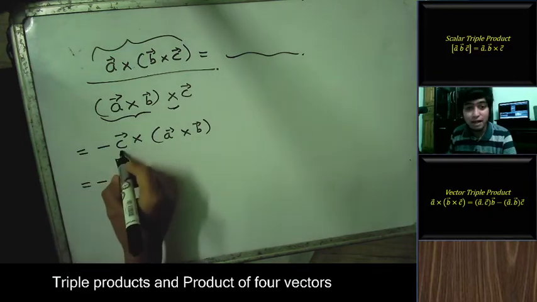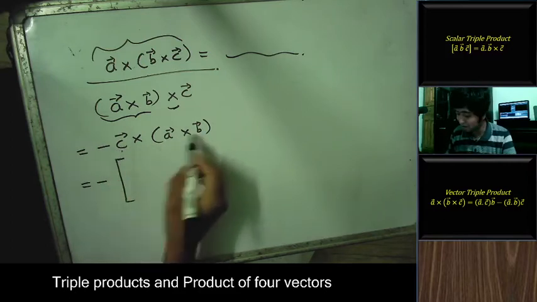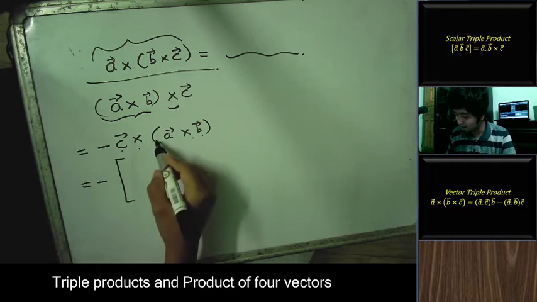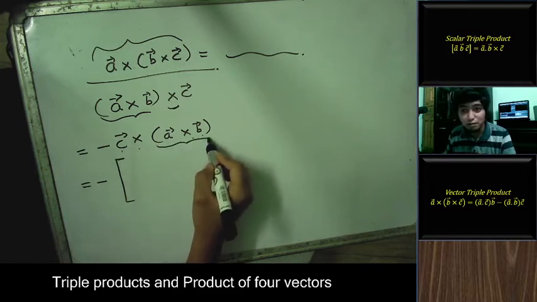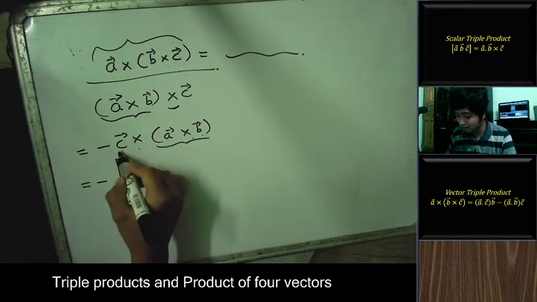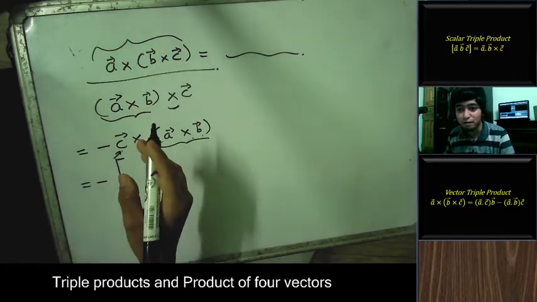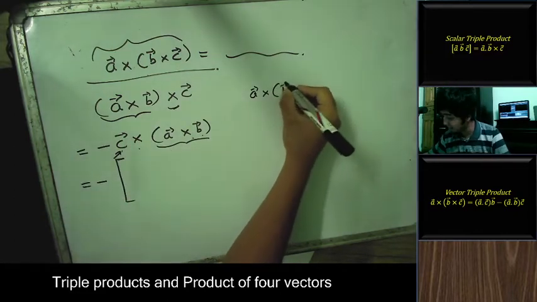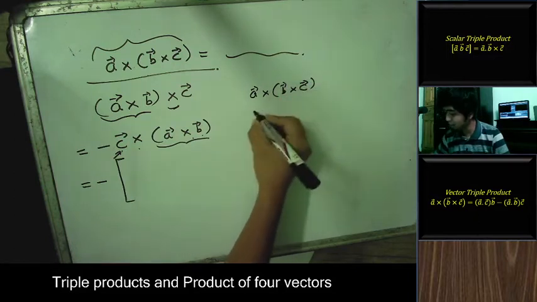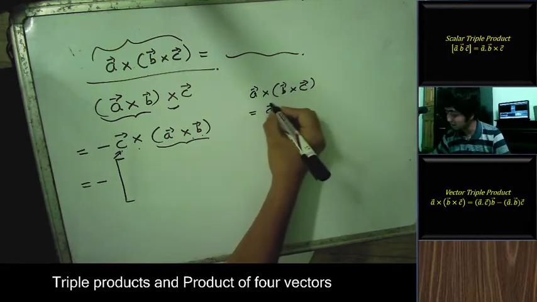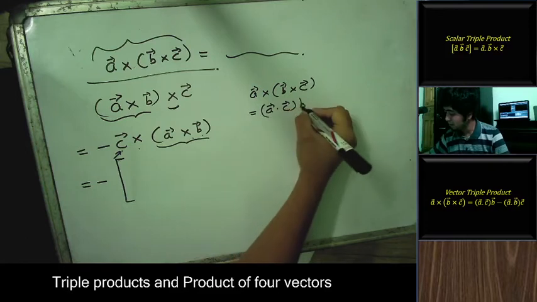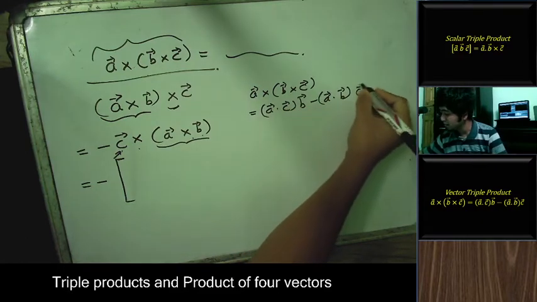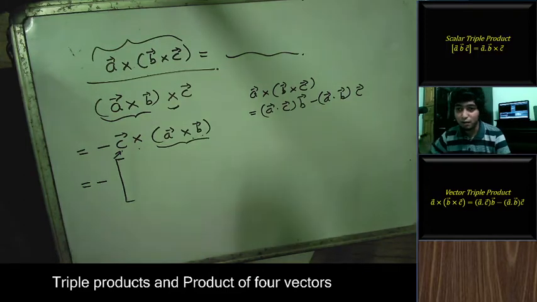Now we can use the formula, because with C, A and B, the two vectors are behind and the single vector is in front. Just have a look at this, it will come in handy later. The formula for A cross B cross C is A dot C B minus A dot B C, which is the formula again below.